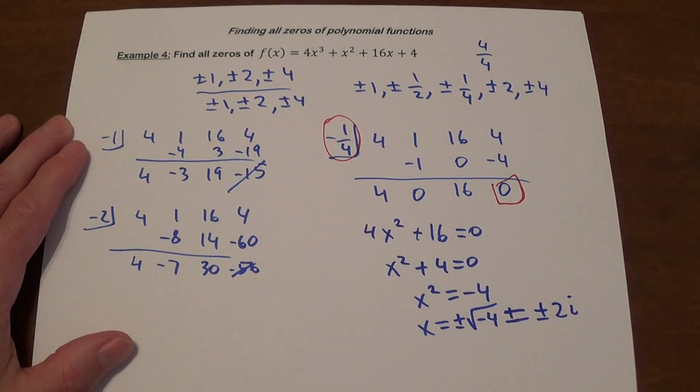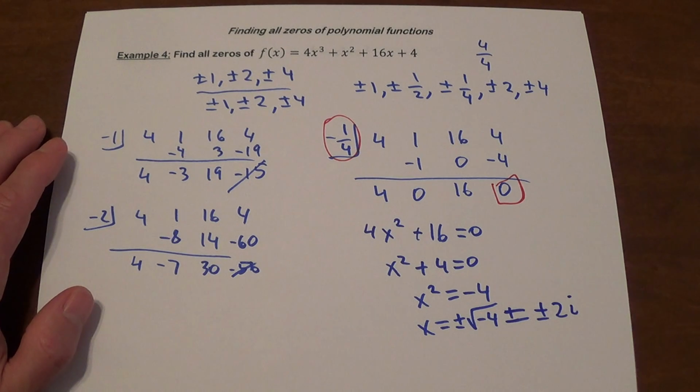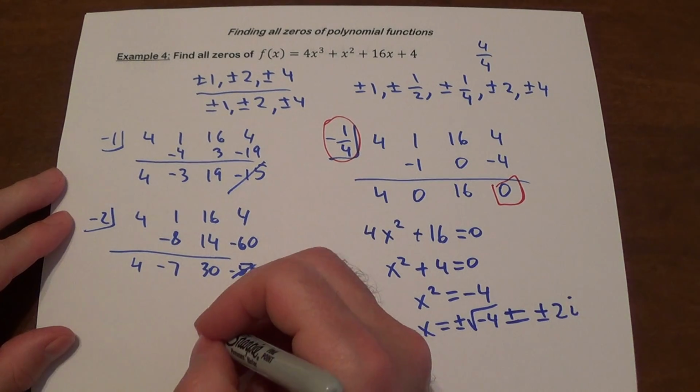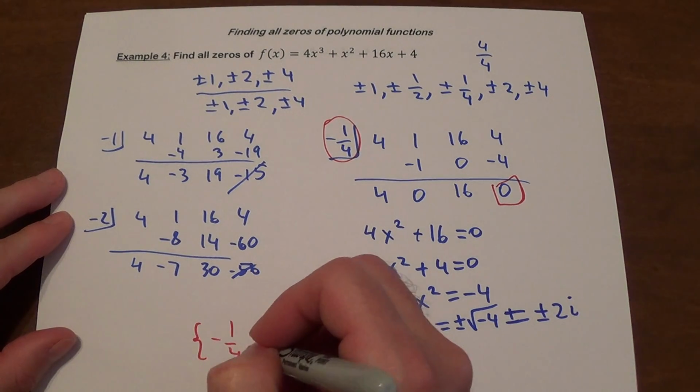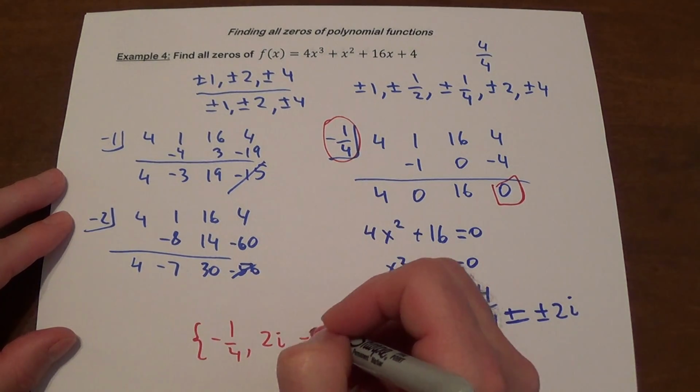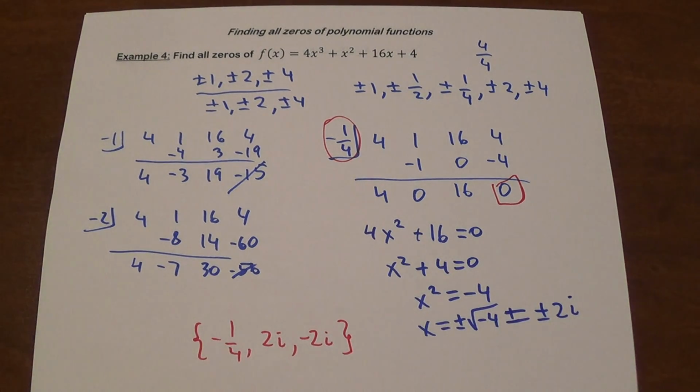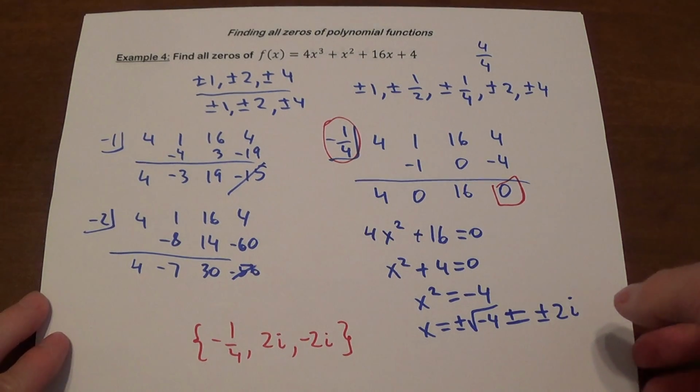So the other two solutions that we're looking for are going to be imaginary. So we got negative 1/4 and then plus 2i and minus 2i. Okay. Moving on.